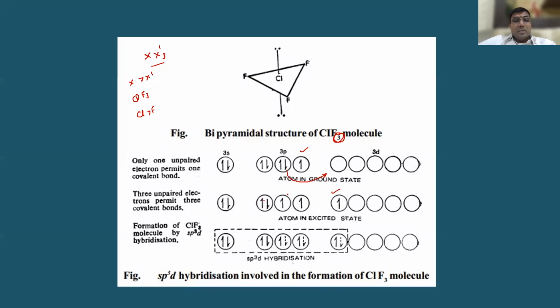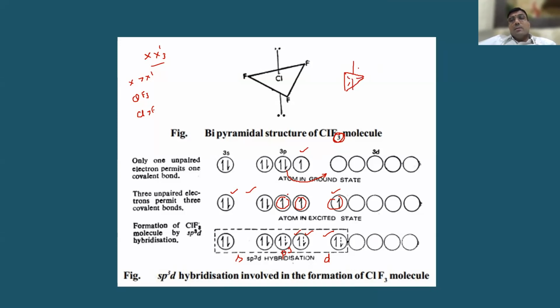So here you have 2 non-bonded electrons, and these 3 will combine with the 3 fluorines, and it leads to the formation of sp3d. You can see here, this is 1 s, this is p3, and this is d. So sp3d hybridization usually should have 2 bond angles. One is 120 degrees, the other one is 90 degrees.